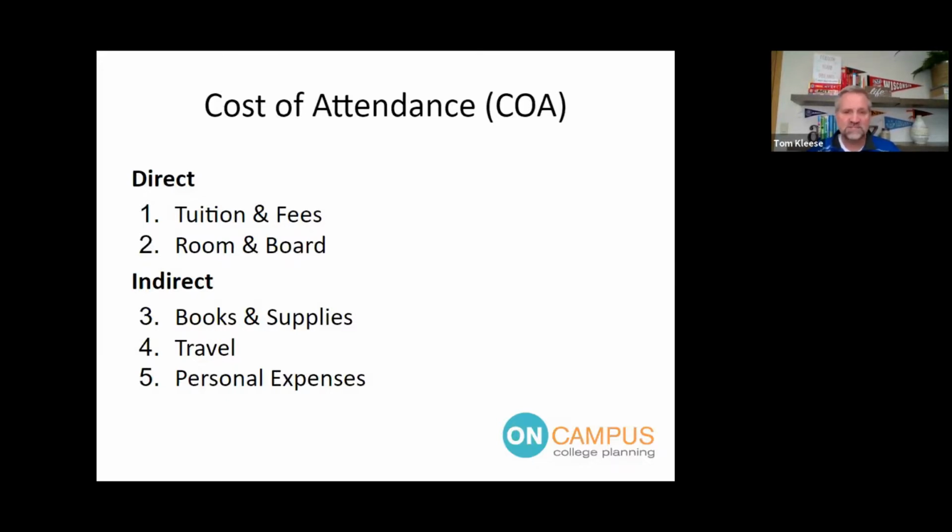So cost of attendance is broken into two broad categories: the direct costs, the things that you pay directly to the university or college, and then indirect costs, costs which you're still going to need to pay for travel and some other things like that. So it presents a more accurate budget versus just what do I have to pay directly to the college.